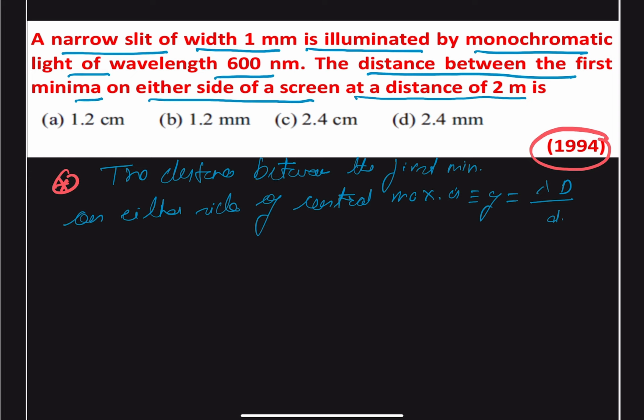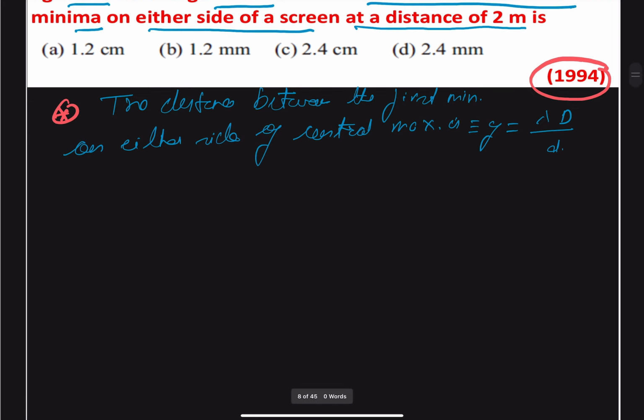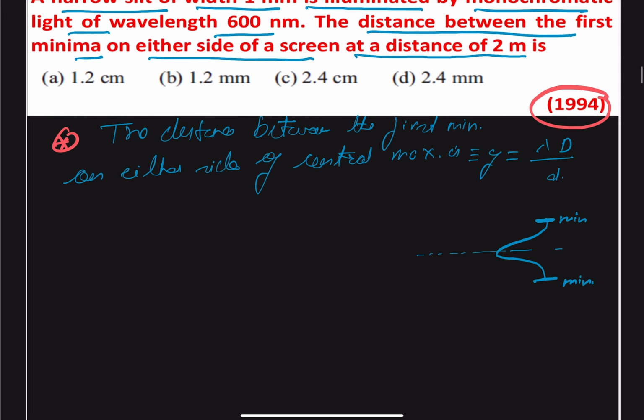lambda is the wavelength. And if we draw its approximate figure, we always know that at the center it is always a maxima, something like this. So either side of this will be minima, and this will also be minima. Okay, and we have to find out this distance, and this center one is always a maxima.